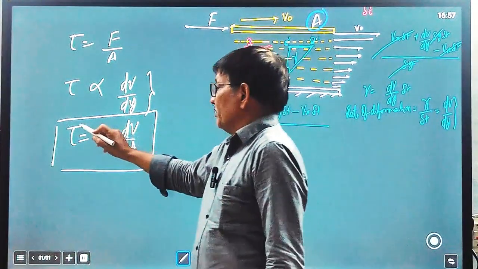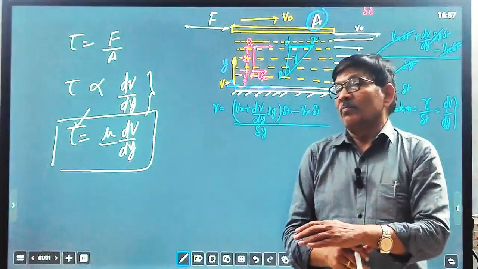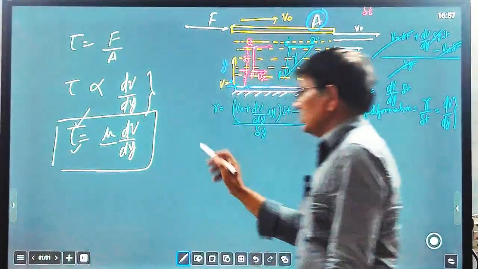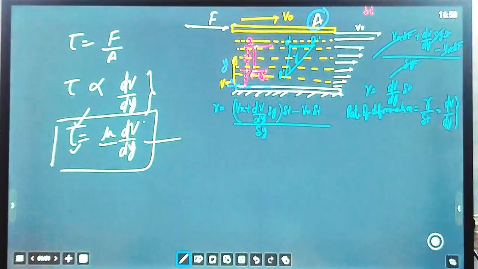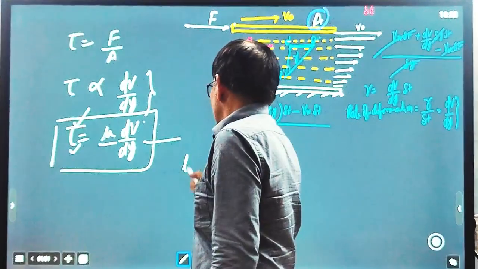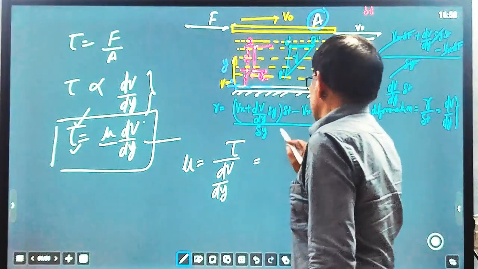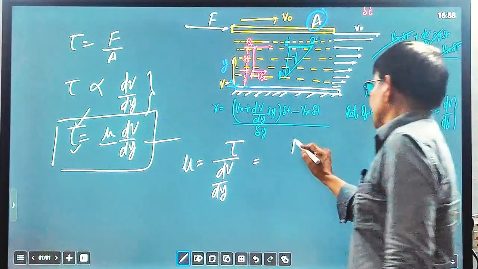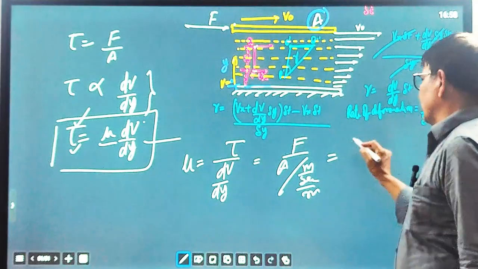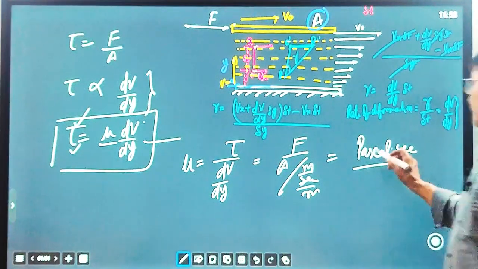So you know that the rate of deformation or shear stress is proportional to viscosity. The higher the viscosity, the higher the force required to develop motion between two layers. The higher the rate of deformation, the higher the stress. Any fluid that follows this condition is known as a Newtonian fluid. Here mu is the viscosity coefficient, and mu can be defined as mu equal to tau upon dv over dy. Tau means force per unit area, and dv over dy is meter per second upon meter. Simplified, you get Pascal second. The unit of viscosity is Pascal second.